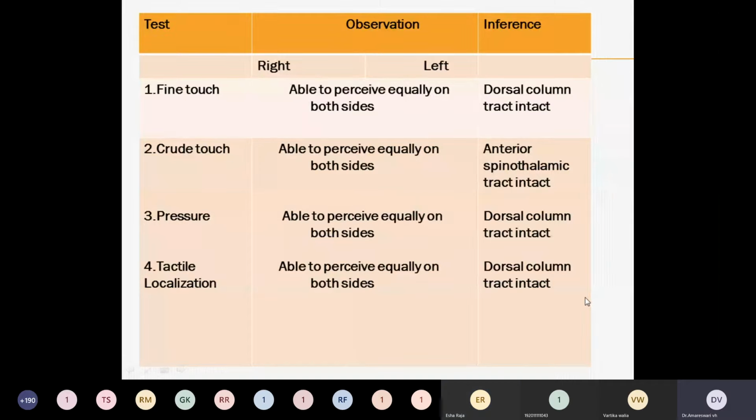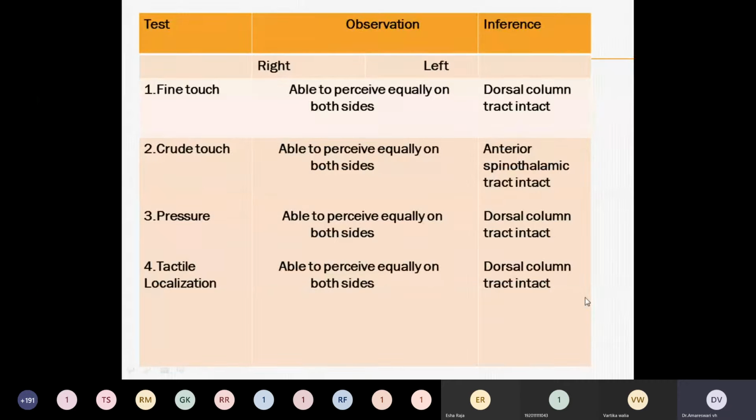So it is easy to remember, students: all the sensations except pain, temperature, and crude touch are carried by the dorsal column tract pathway. Fine touch, pressure, tactile localization, tactile discrimination, vibration sense, position sense, stereognosis, and graphesthesia. All these are carried by the dorsal column tract except crude touch. The crude touch is carried by the anterior spinothalamic tract, and pain and temperature sensations are carried by the lateral spinothalamic tract.